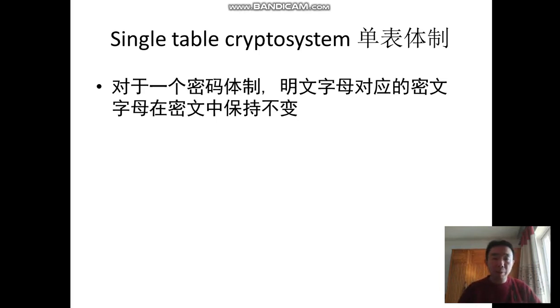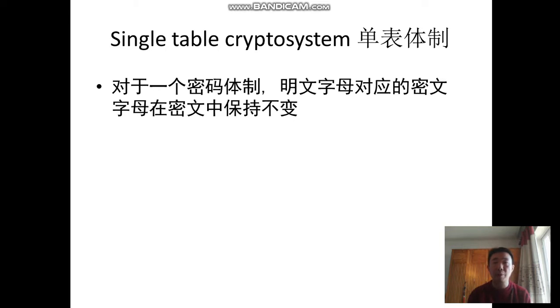What's a single table crypto system? Like a Caesar crypto system, letter A is transformed to letter D in old usage of the system, and letter A will never be changed to another letter. So we can think of the Caesar cipher as a given table.